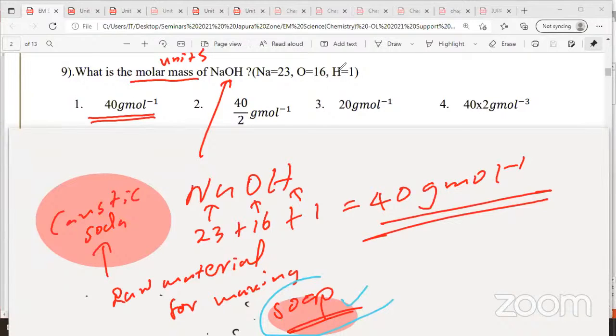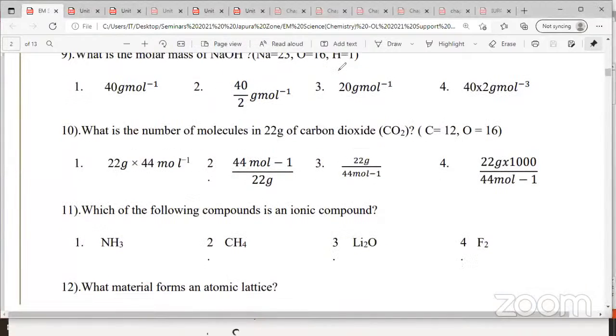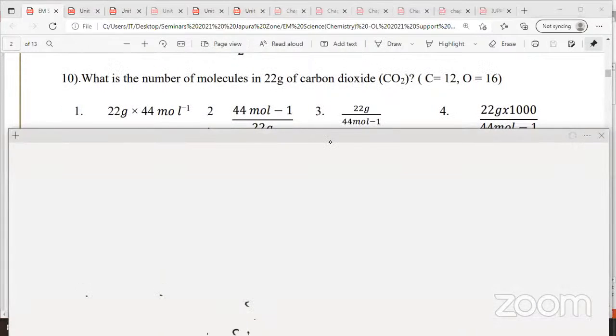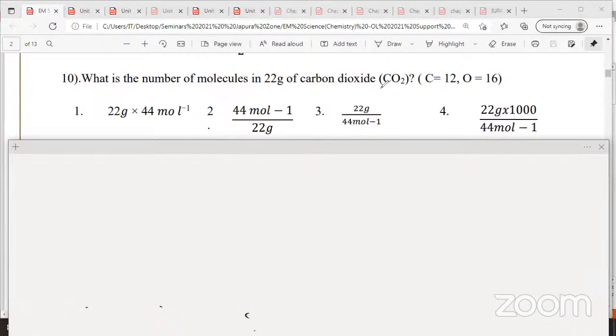Question number 10. The 10th MCQ: what is the number of molecules? I told you earlier when we calculated the atoms. Now this is easy. Why? Because CO2 is a molecule. Then we can directly go for the molecules. So then only two steps.